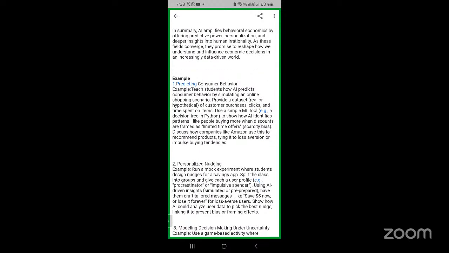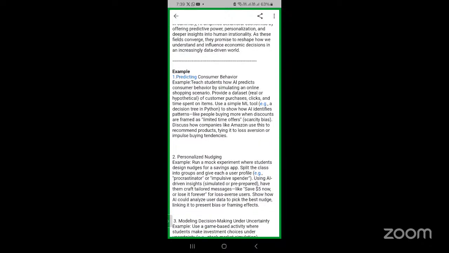Here I am giving some examples. For example, predicting consumer behavior. Teach students how AI predicts consumer behavior by simulating an online shopping scenario. Provide a data set of customer purchases, clicks, and time spent on site. Use a simple ML tool like a decision tree in Python to show how AI identifies patterns like people buying more when discounts are framed as limited-time offers. So here you will find several examples. These examples you can use for your purpose or for teaching purposes.